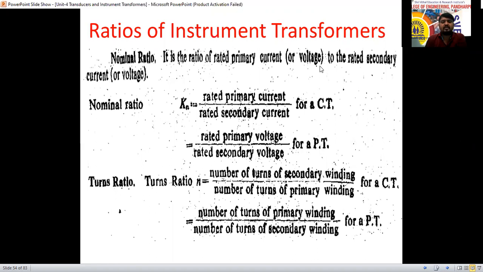Actually, the turns ratio N is the number of turns of the secondary winding to the number of turns of the primary winding. NS equal to N into NP, so NP equal to 1 by N into NS. For the PT, the number of primary winding turns is related to the number of secondary winding turns in the same way. These definitions are just for your understanding, I have considered them for the basic starting only.